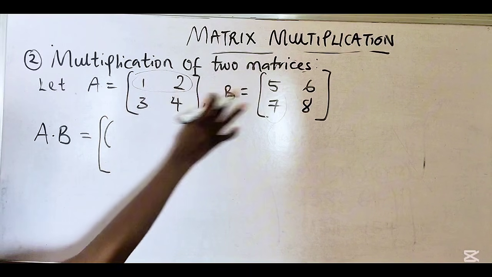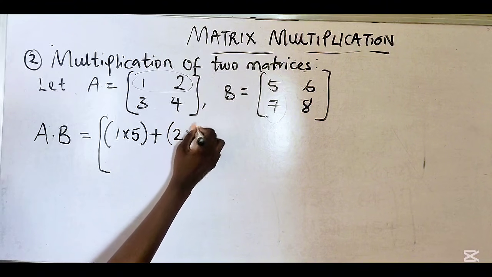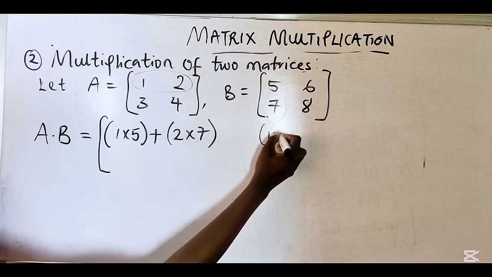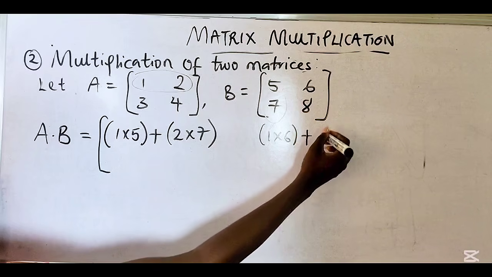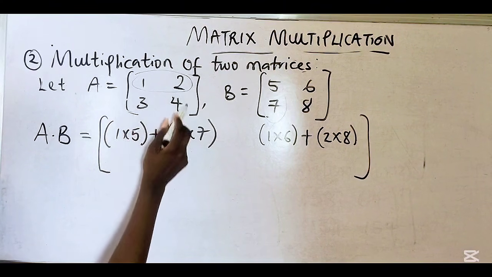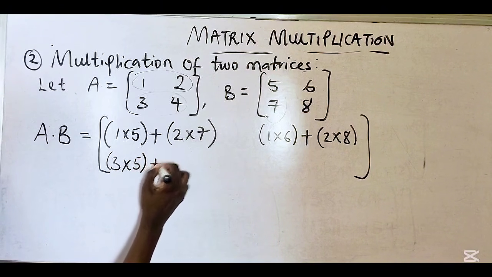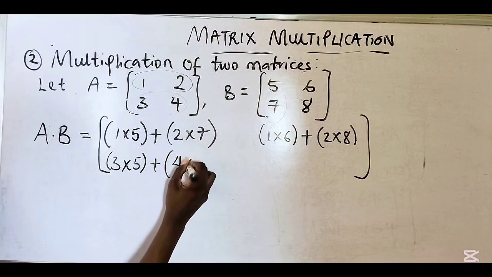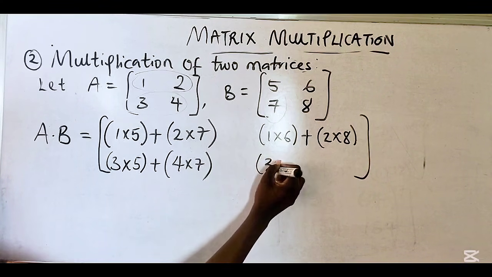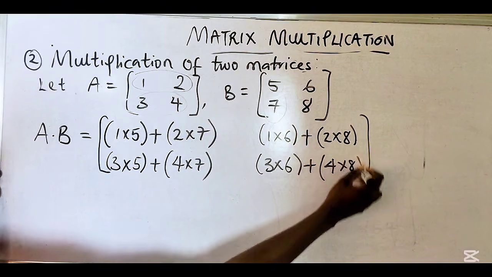So here we have 1 times 5 plus 2 times 7. Okay, the same here, 1 times 6 plus 2 times 8. Okay, and then you do the next one: 3 times 5 plus 4 times 7. Okay, move to the next one: 3 times 6 plus 4 times 8.